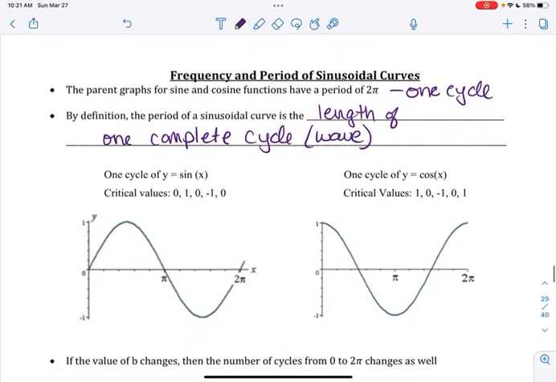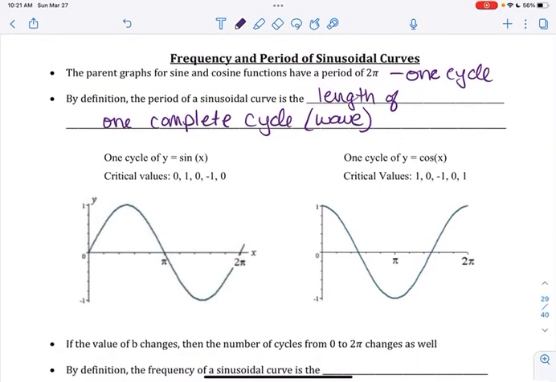So we can see right here, one complete cycle for y equals sine of x on the left. The critical values are 0, 1, 0, -1, 0. And on the right, I have one cycle of cosine, y equals cosine of x. My critical values are 1, 0, -1, 0, and 1. So this gets a little bit trickier than the ones with the amplitude. All of these critical values have to occur between 0 and 2 pi.